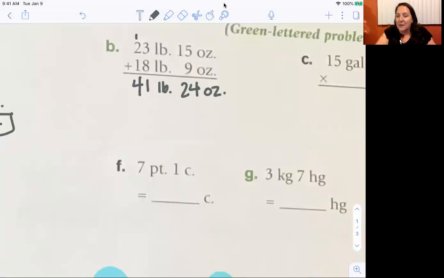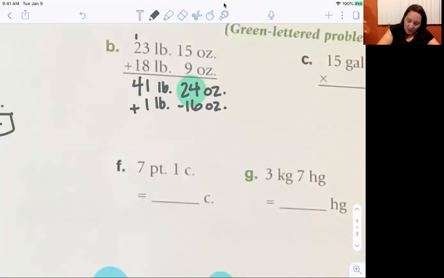How many ounces are in a pound? Good, if you said 24, excellent. There's 24 ounces in a pound. No, wait, not 24 ounces in a pound. There's 16 ounces in a pound, right? So we have to take groups of 16 out and add it to the pound. How many groups of 16 can you get out of 24? One group of 16. So we're going to subtract 16 ounces and change that into pounds.